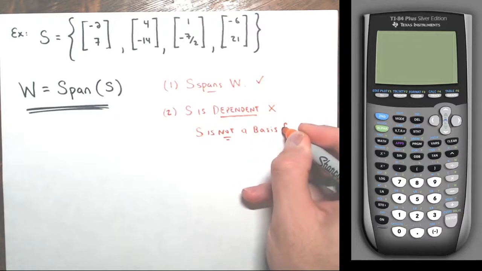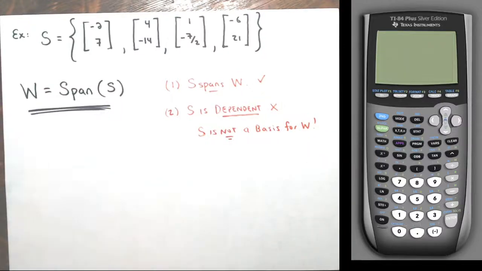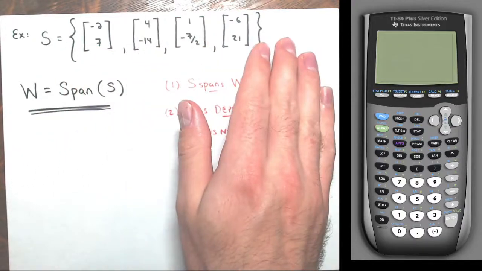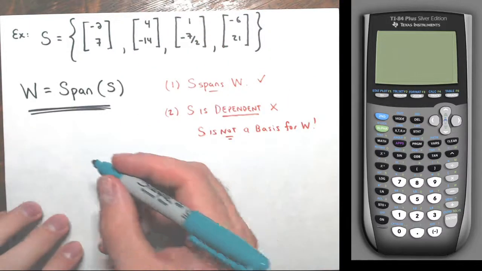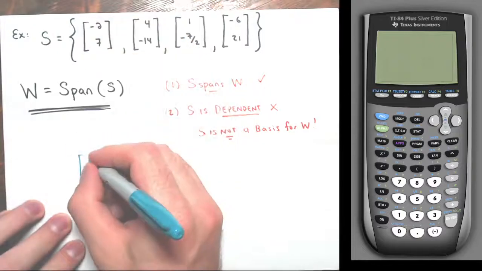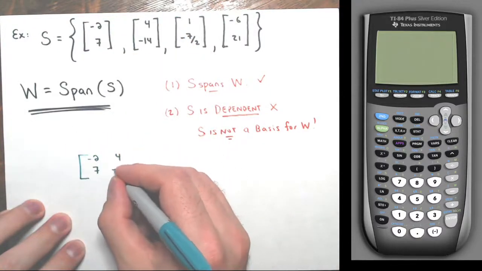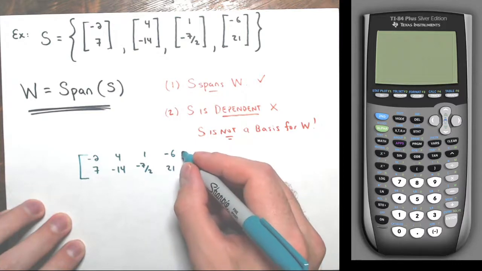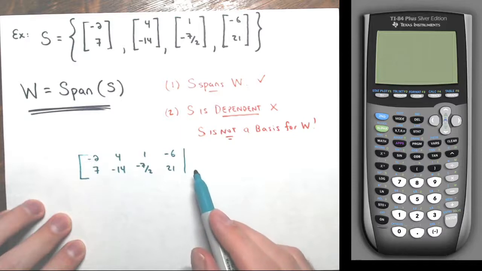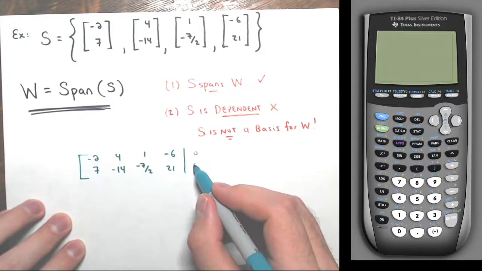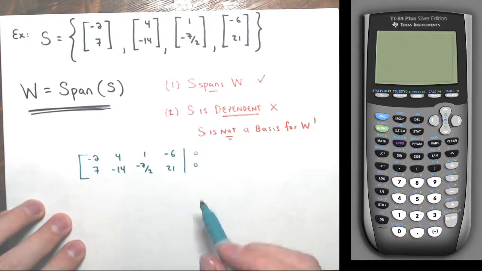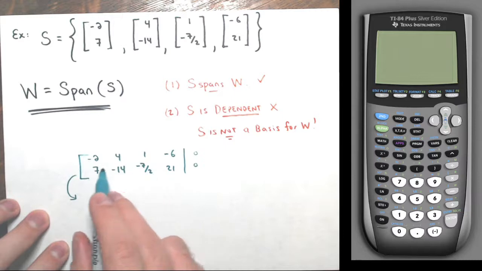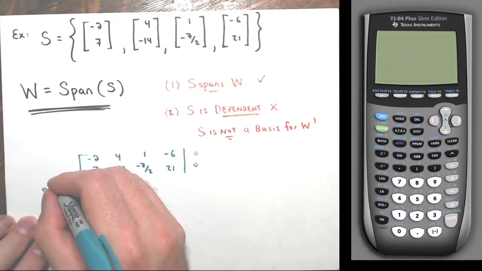So what is? Well, we have to find one. If I was checking for independence, I'd take a linear combination of these vectors, set it equal to the 0 vector. I'd get this matrix coming back corresponding to that system. So I formulate this matrix where the first column is the first vector, negative 2, 7, 4, negative 14, 1, negative 7 halves, and negative 6, 21. And then there'd be some bar and then some zeros over here. I don't really care about the zeros though. I'm writing them here, but I won't write them anymore after this. They'll always be zeros, no matter what operations I do. And then I want to take the coefficient matrix, the left side of the bar, and put it in reduced row echelon form.